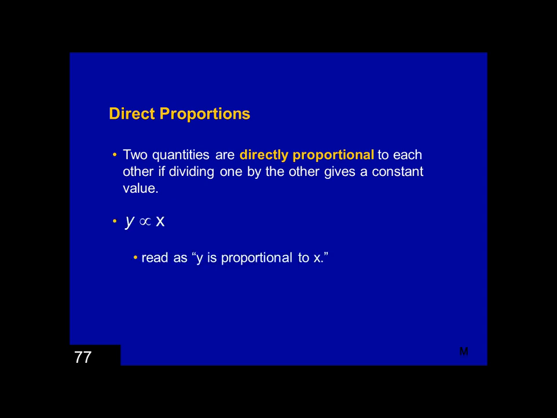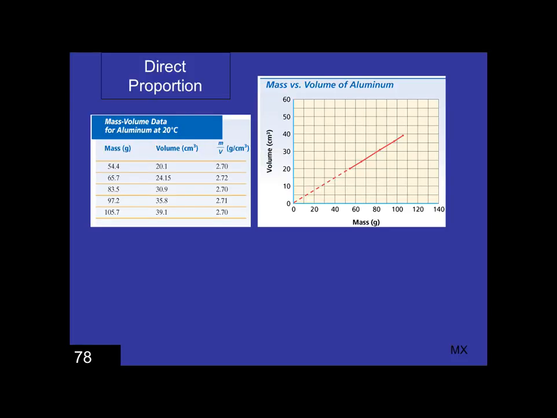So you have these two quantities, we'll call them y and x, and you're measuring both of them, and you notice that as y increases, x increases by the same proportion. We would say that y is proportional to x. This is an example of a direct proportionality.